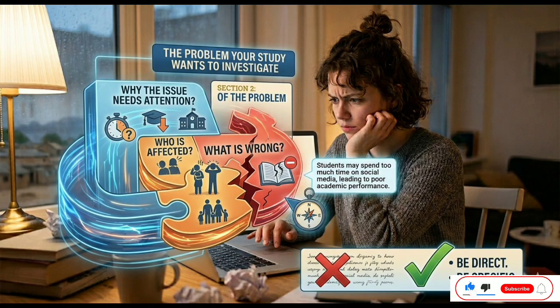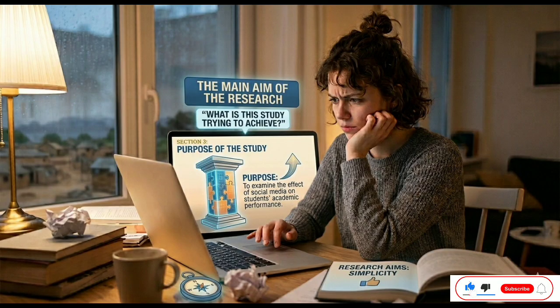Section 2, Statement of the problem. This is one of the most important sections in Chapter 1. The statement of the problem explains the exact issue your research wants to solve. Think of it this way: if there is no problem, then there is no need for research. Your problem statement should clearly show what is wrong, who is affected, and why the issue needs attention. For example, students may spend too much time on social media, leading to poor academic performance. That becomes the problem your study wants to investigate. Avoid writing vague or confusing problem statements. Be direct and specific.